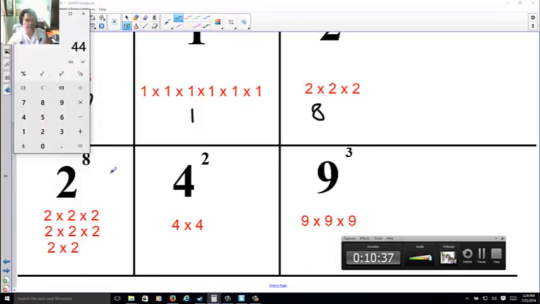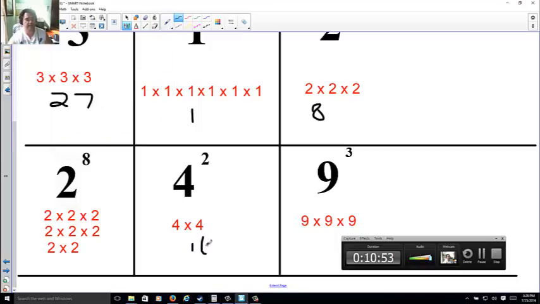Ooh boy. 2 to the 8th power will. Let's see. 2 times 2 times 2 times 2 times 2 times 2 times 2 times 2. 256 is what I get. Then I get 16. 9 times 9 times 9. 81 times 9. I get 729. Hope you got the same.